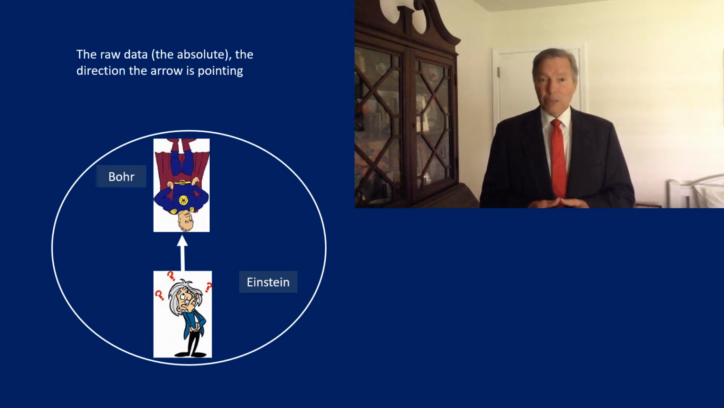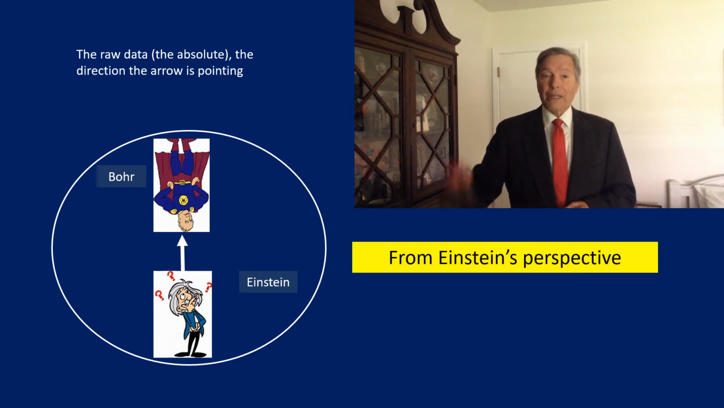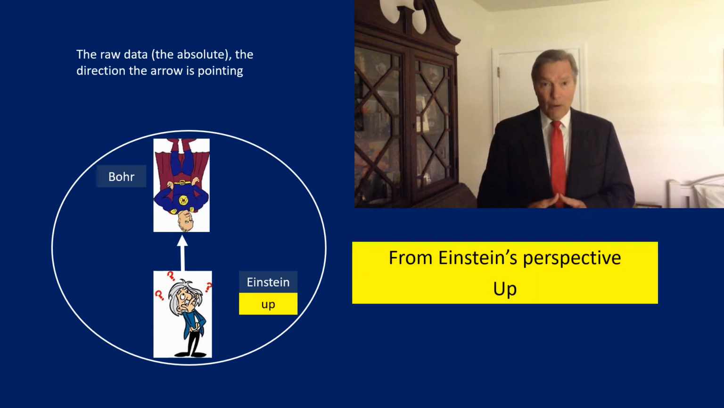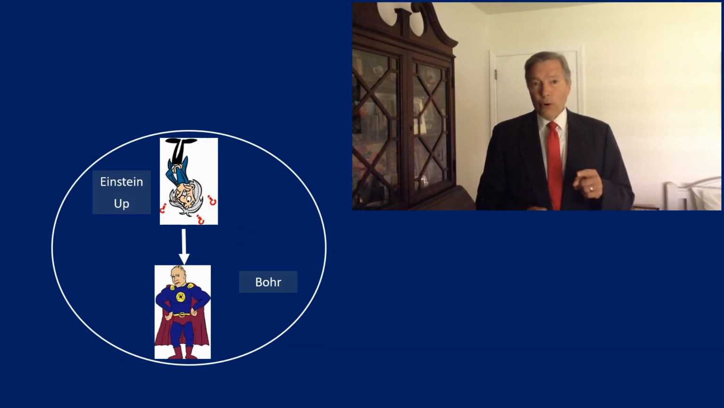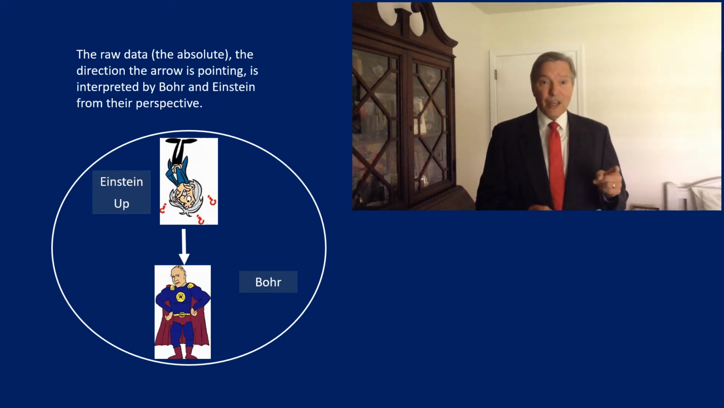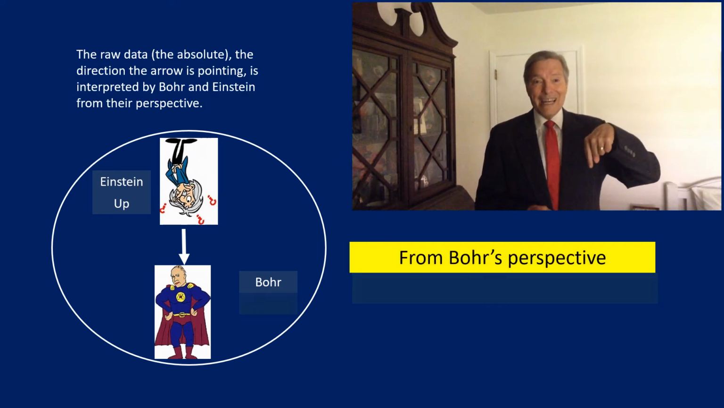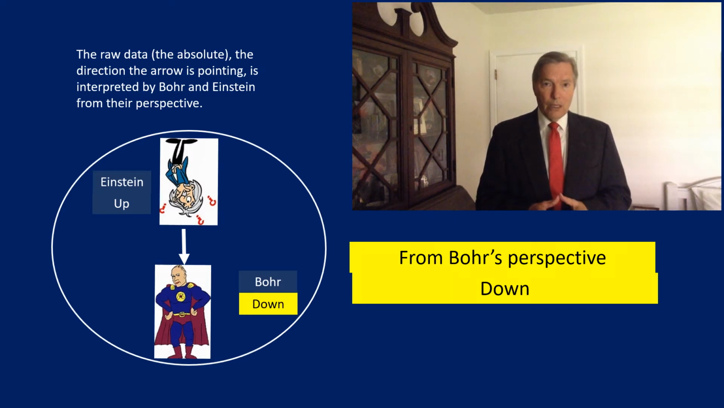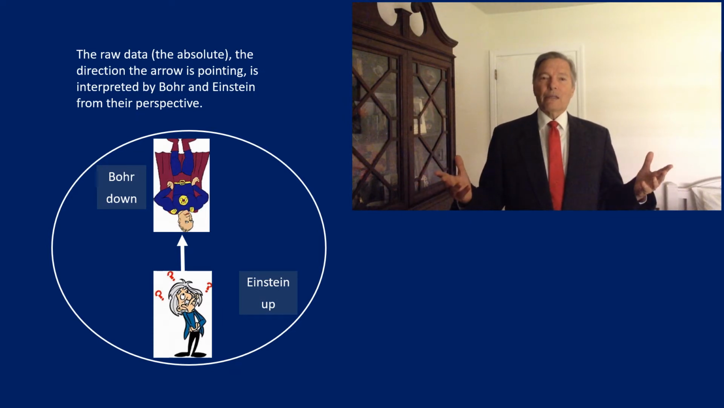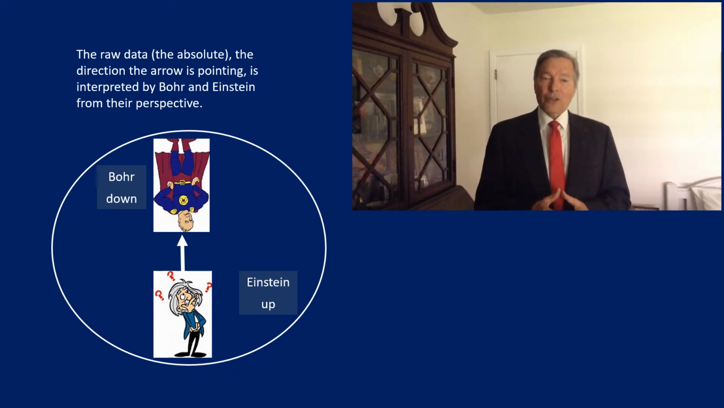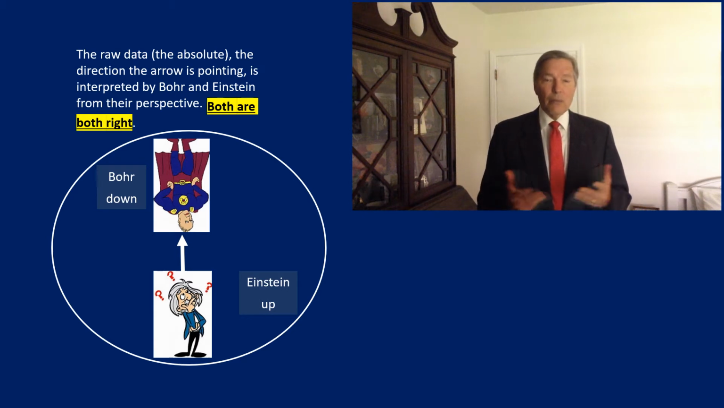Well, Einstein, from his perspective, says that the arrow is pointing up. However, Niels Bohr, from his perspective, says that the arrow is pointing down. So which one is right? Is it up or down? Well, it's obvious that they're both correct. Neither one is lying, neither one is trying to be deceptive. They both are viewing it and expressing it from their own perspective.